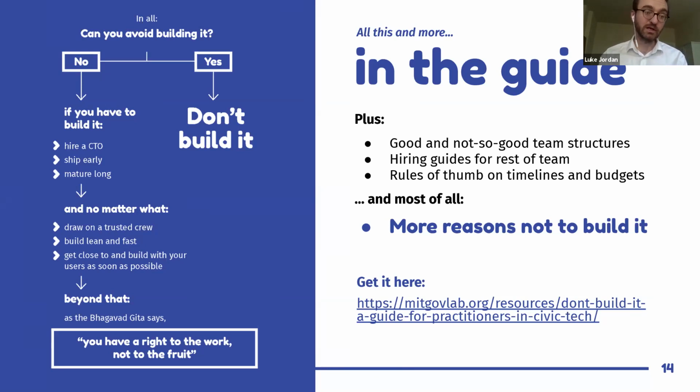Second is ship early, so get something out the door and into the real world and get responses in the real world as early as possible. Mature long, so take the time to iterate it and to make it work. And then no matter what, draw on what I call a trusted crew, an ensemble of collaborators who've been around for a while and work together. Build lean and fast, and get close to and build with your users as soon as possible.